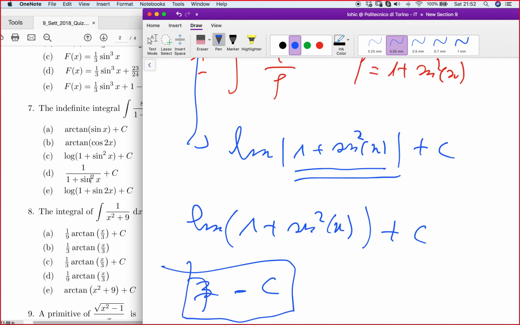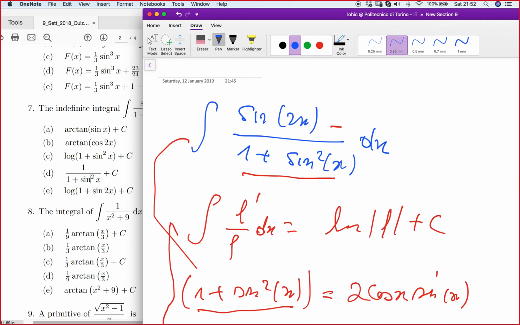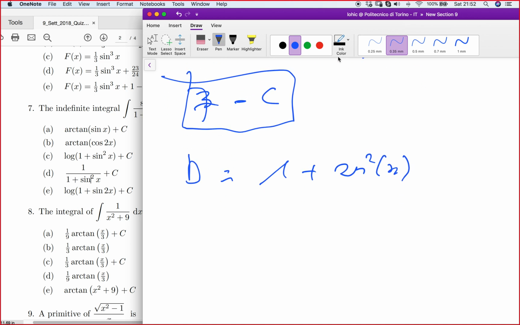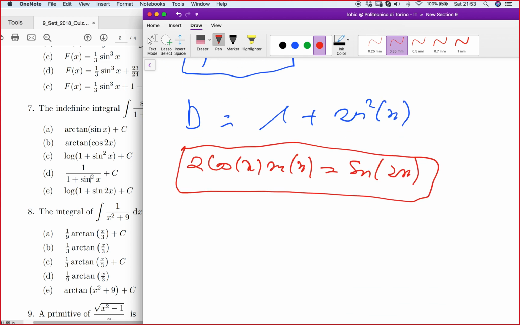The question from my student is that he didn't understand how I proved that the derivative of the denominator is equal to the numerator. Let's do it again. The denominator is 1 plus sine square of x. The formula I'm going to write now is a trigonometric formula. It says that 2 times the cosine of x times the sine of x always gives the sine of 2x. Is that clear?